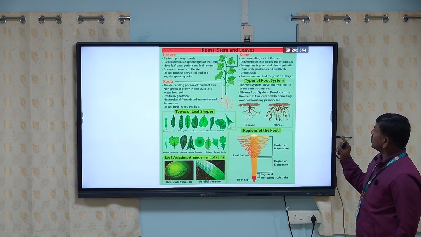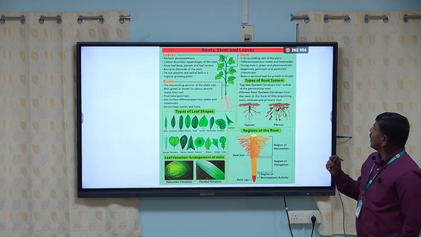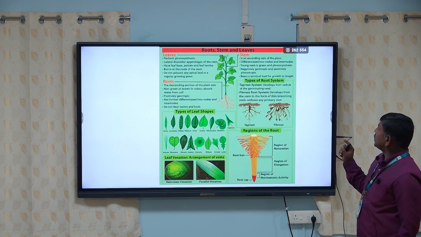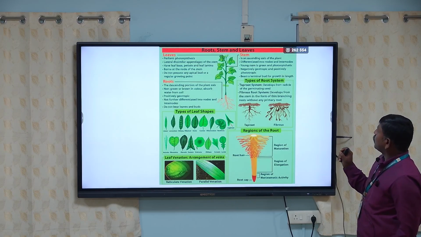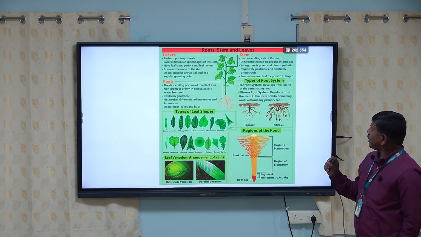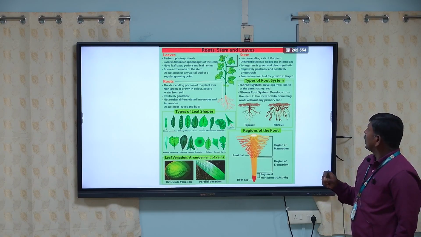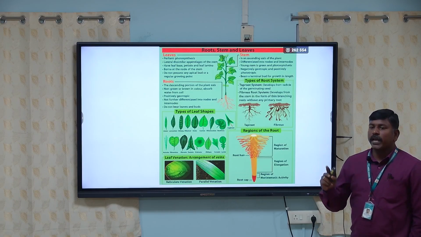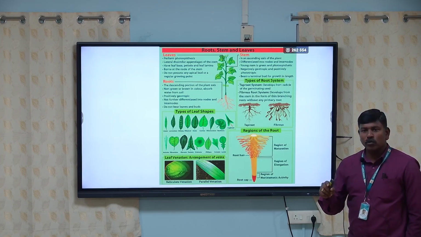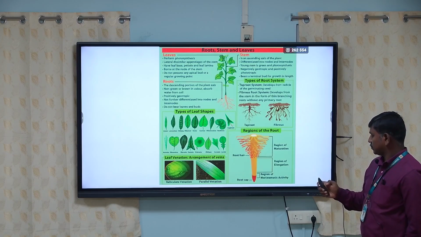It's about the stem. It is an ascending axis of the plant, differentiated into nodes and internodes, and a young stem is green and photosynthetic, negatively geotropic and positively phototropic. And in the root system there are two types: one is a tap root, another one is an adventitious root or fibrous root.